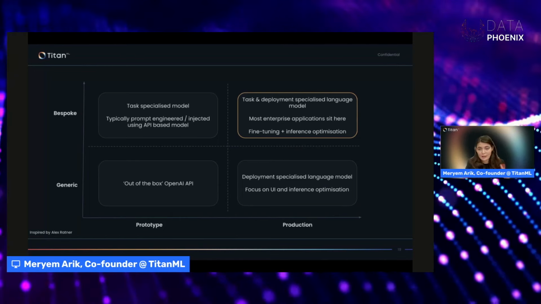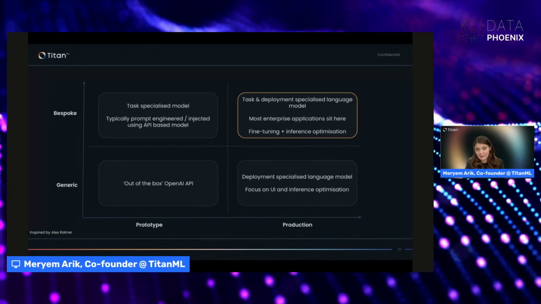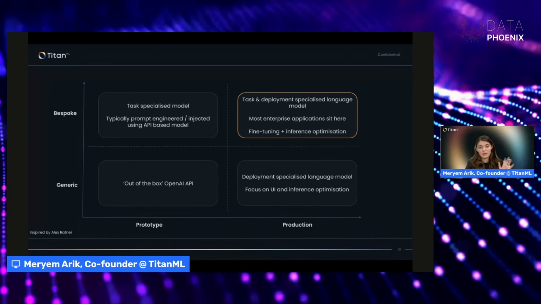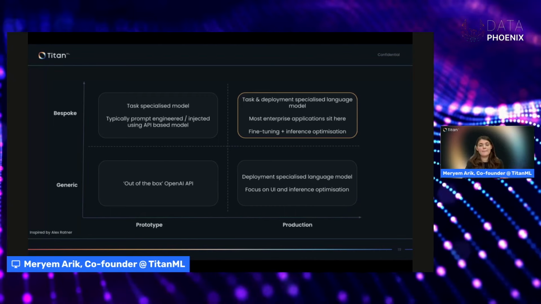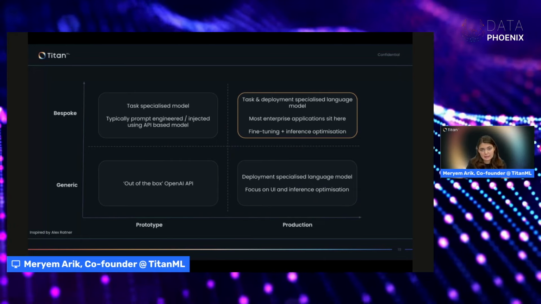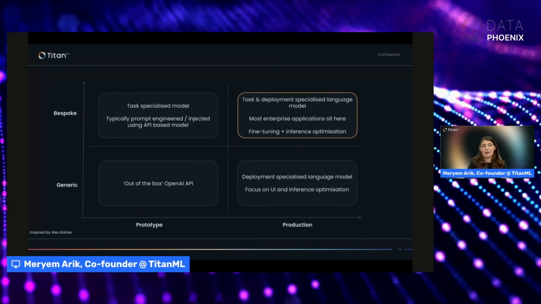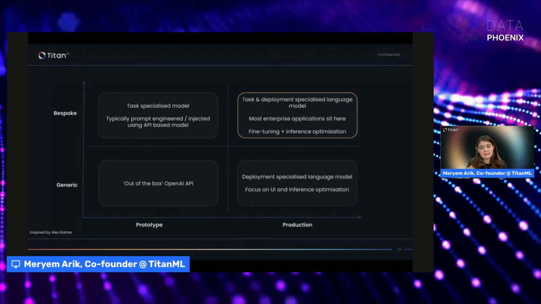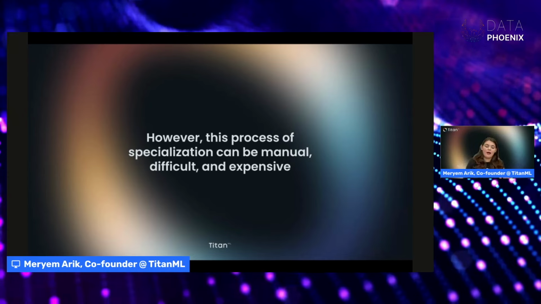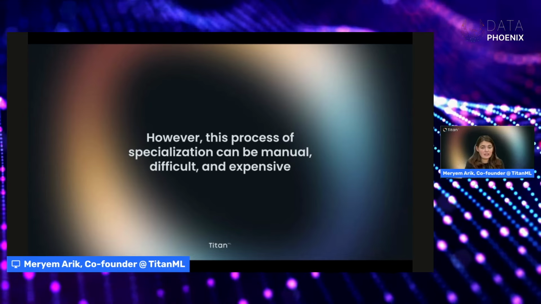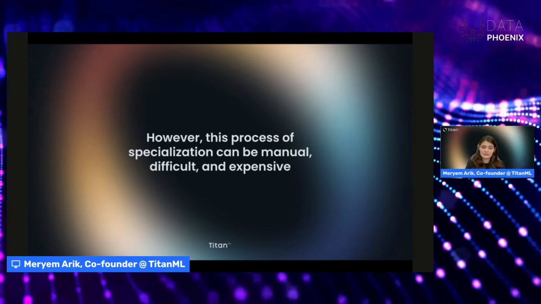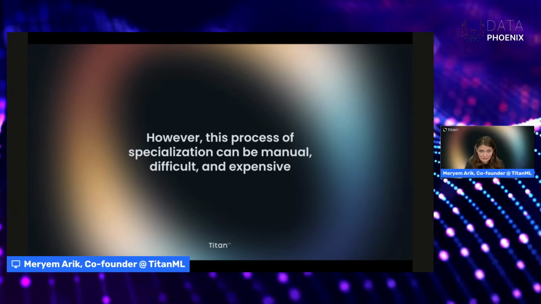So this is a bit of a cheat sheet, depending on where you sit in the process. We almost always say 0 to 1, just use an API-based model. But when you're looking to build something bespoke or productionized, you really need to start thinking about how can I make sure this model is really high quality and can run at scale. I've talked a lot about this process of specialization, but this process can be fairly difficult and expensive. It's not the easiest process in the world.